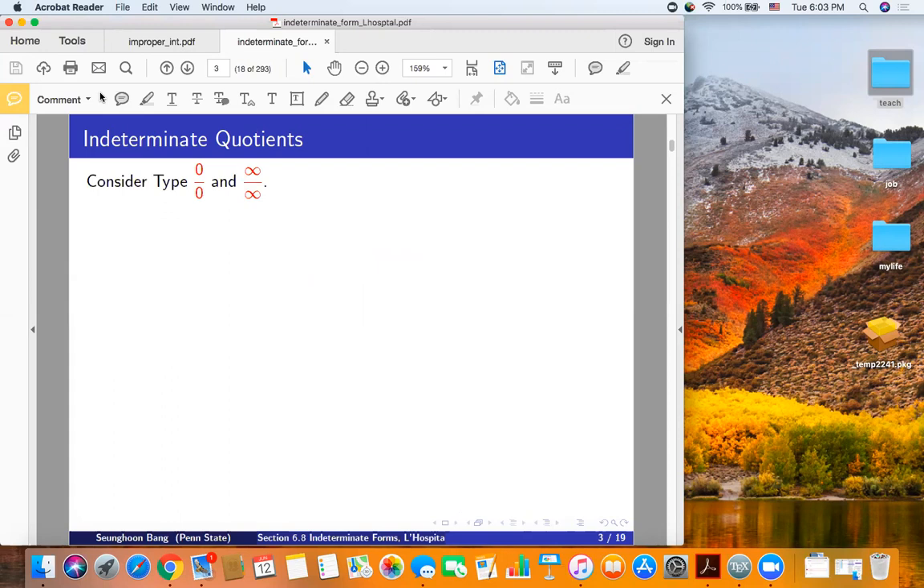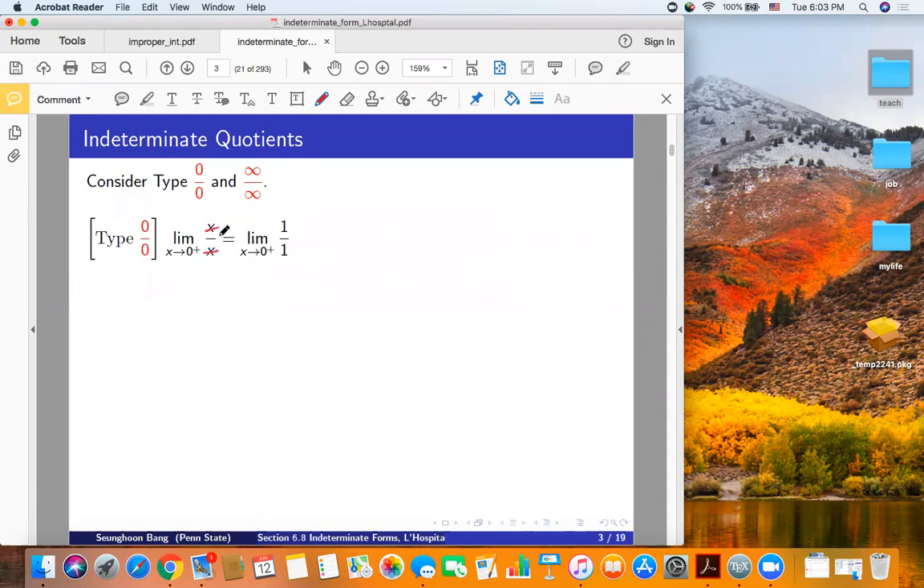Consider type 0 over 0 and infinity over infinity. So type 0 over 0. Here, the limit as x approaches 0. The function is x over x. So this is exactly 0 over 0 form because you plug 0 into the bottom and the top, exactly the 0 over 0 form. So we have this type. How can you solve? Like this. Cross out x. We have 1 over 1.